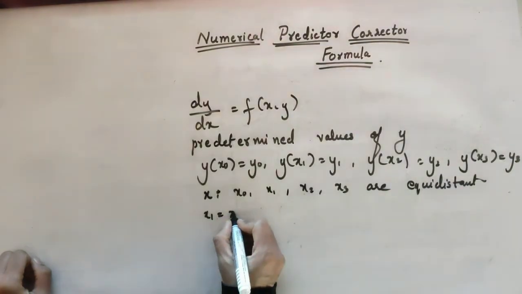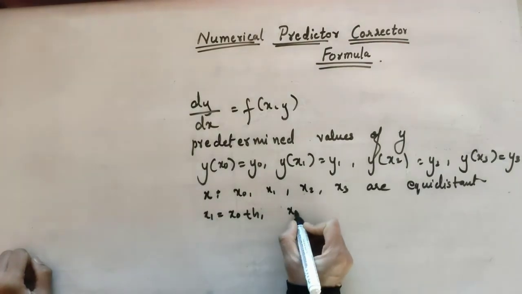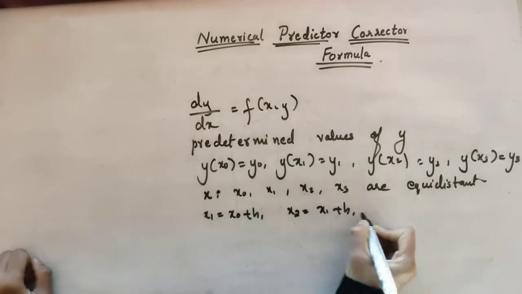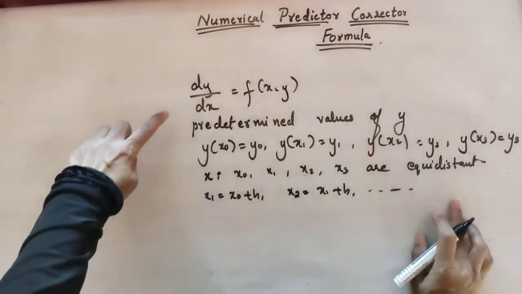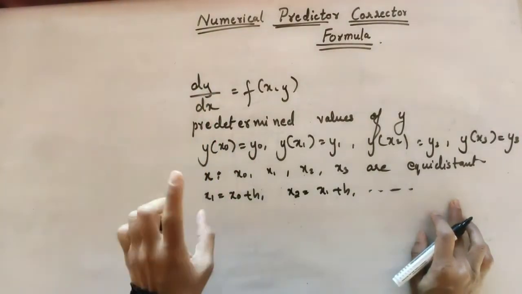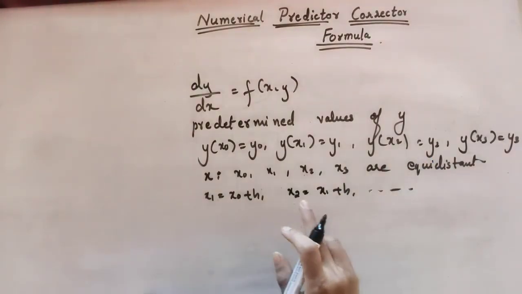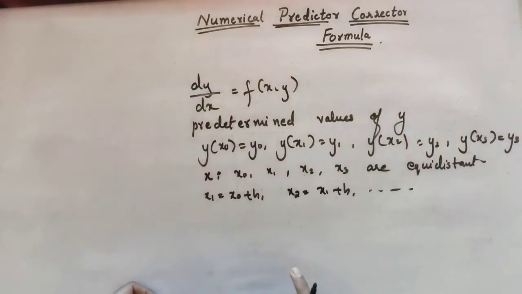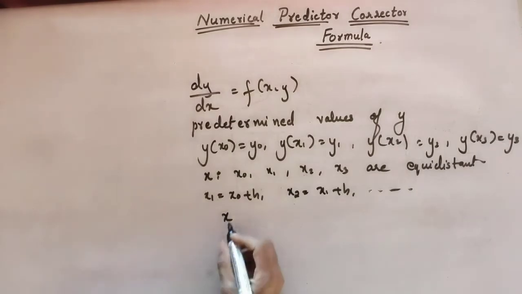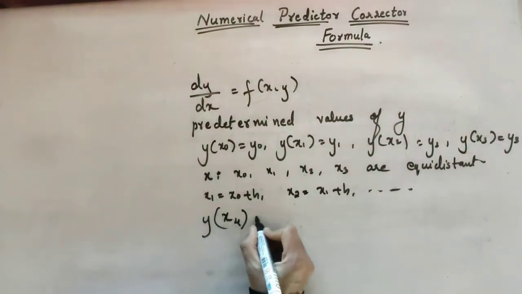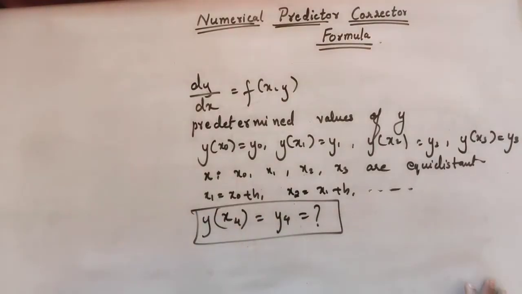So I can write x1 to be x0 plus h, where h is the common difference between the 2 points. x2 is equal to x1 plus h and so on. So what is given to you? A differential equation of first order and first degree with a set of 4 predetermined values, where all these values of x are equidistant. After this you will be asked to work out y of x4, the next value, that is y4.